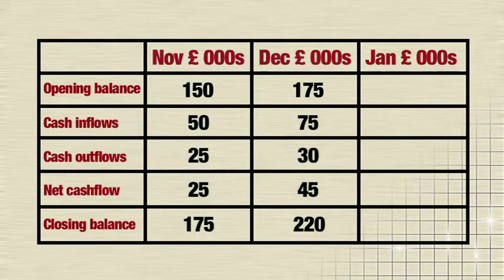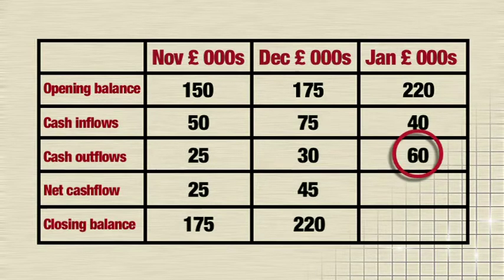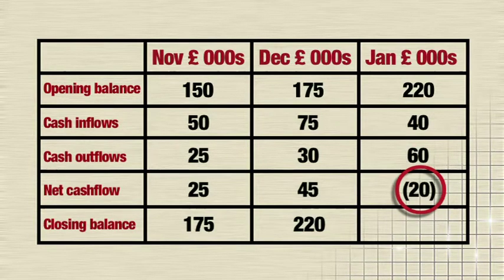Now let's do January. The opening balance will be £220,000 because that was December's closing balance. This time they have fewer inflows, only £40,000 this month, but their outflows have increased to £60,000. This means when outflows are taken away from inflows, we're left with minus £20,000, which is shown by putting brackets around the figure. Then the opening balance of £220,000 plus the net cash flow of minus £20,000 gives a closing balance of £200,000.